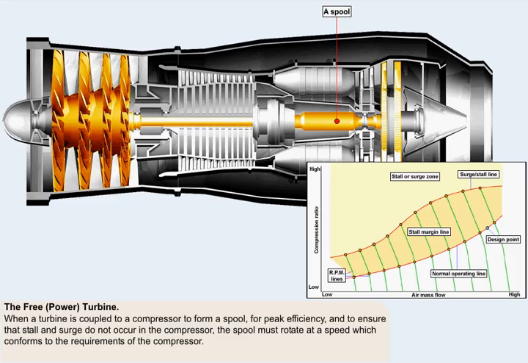When a turbine is coupled to a compressor to form a spool, for peak efficiency and to ensure that stall and surge do not occur in the compressor, the spool must rotate at a speed which conforms to the requirements of the compressor. We saw in the lesson on compressors that the optimum speed of the spool is that of its design point.